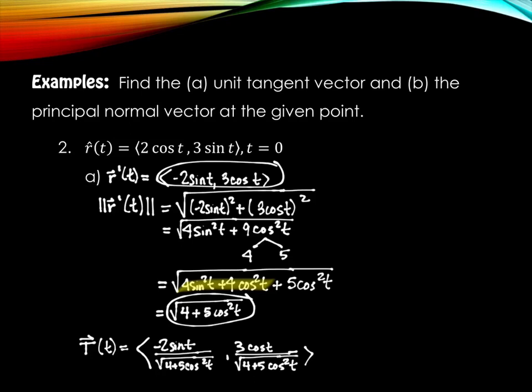Now, we do need to find this unit tangent vector at t equal to 0, but we needed the general form first. So this right here we will need in a moment. But we do want to find this T of 0.